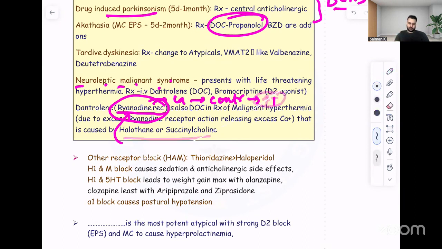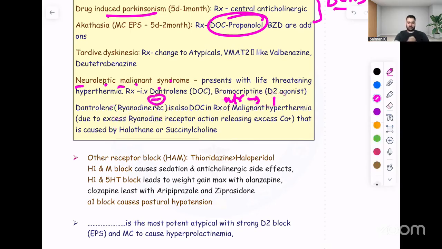So that's where, what do you do in the treatment? Block the source, block the ryanodine receptor by a drug called dantrolene. So this drug will block the ryanodine receptor, hence useful in malignant hypothermia as well as neuroleptic malignant syndrome.